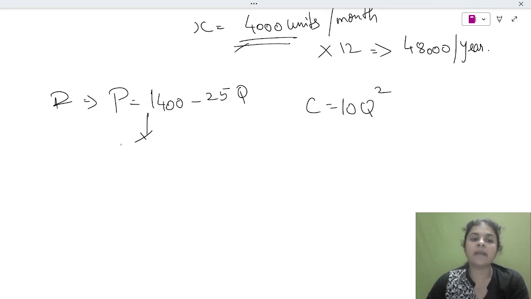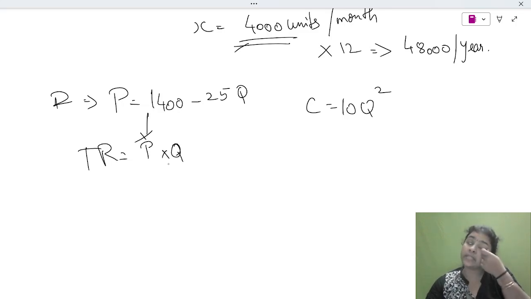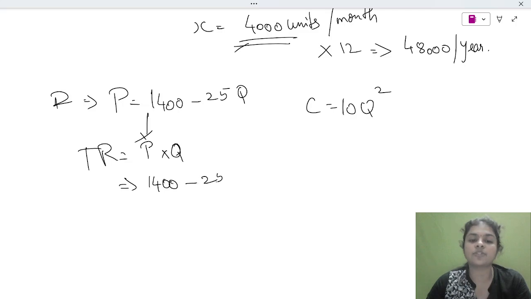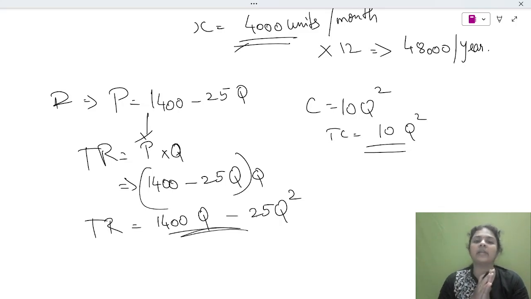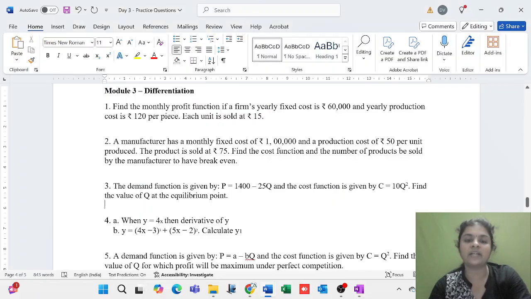Remember, demand function you should first convert to total revenue function. How to convert? Price into quantity gives total revenue. We take 1400 minus 25Q, the whole multiplied by Q, so 1400Q minus 25Q square. This is the total revenue. They have directly given total cost as 10Q square. So now we have total revenue and total cost.